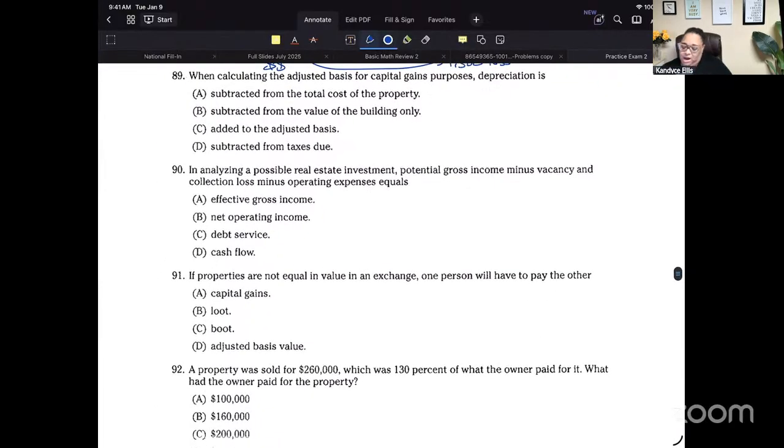All right, 89. When calculating the adjusted basis for capital gains purposes, depreciation is.